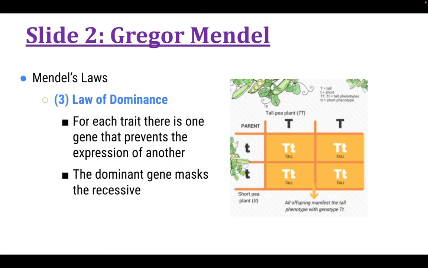Gregor's third law is the law of dominance. Dominance means that for each trait, there is one gene that can potentially mask the expression of the other. The dominant gene will always mask the recessive. So you see in this case with the tall plants, tall is the dominant trait and short is the recessive trait. If the offspring gets at least one copy of the dominant gene or allele, they're all going to express the tall trait.